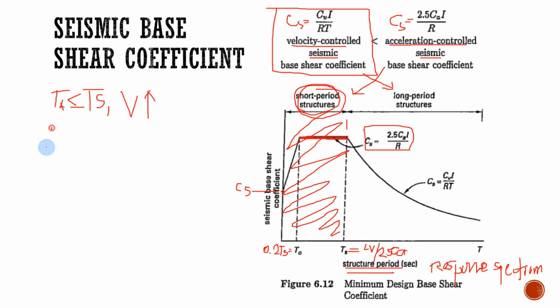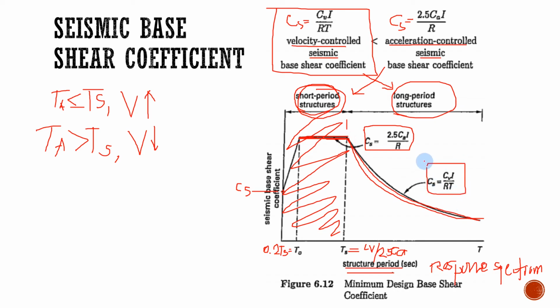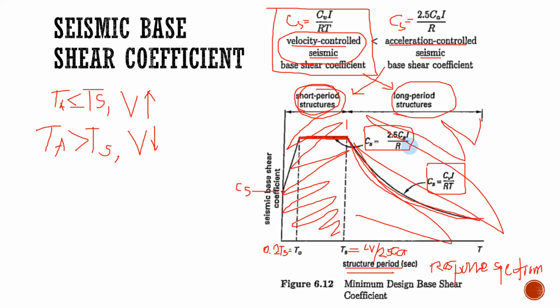Then if your T or period is greater than TS, then the value of base shear is lesser, or kani dari sa long period structure. Okay? So ang CS sa long period structure is given by this formula, or katong sa velocity controlled seismic. Okay? So pasabot, dili ingon ka taas ang base shear diri, kaya nagababa man ang mga CS. Okay.